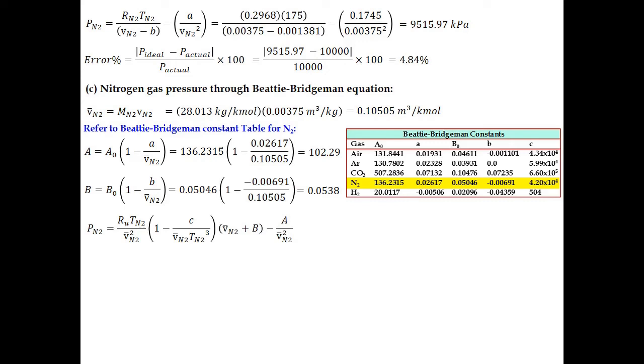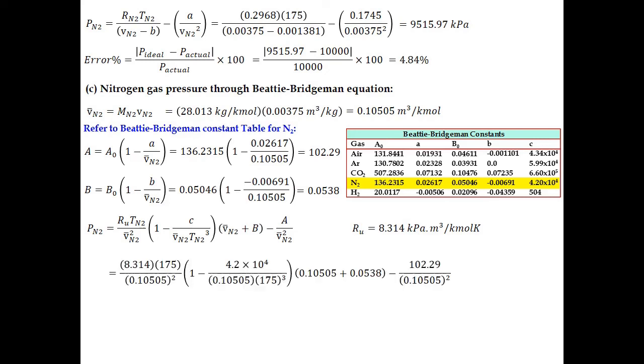Okay, and then substitute the values for A, B, and also c into the Beattie-Bridgeman equation, as shown in this slide. The other thing is you need to know the value of Ru, the universal gas constant, which is equal to 8.314 kilopascal meter cubed per kilomole Kelvin. Substitute the values in the Beattie-Bridgeman equation. So we get the value of nitrogen gas pressure by using this equation is 10110 kilopascal.